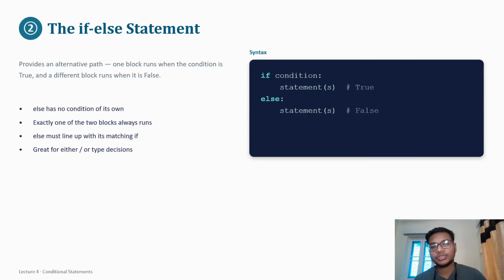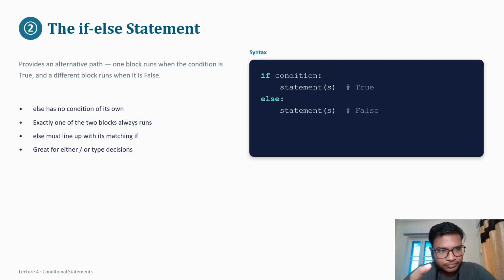After that, the most important thing is the if else statement. So if else statement means what? It provides an alternative path. One block runs when the condition is true, and a different block runs when it's false. Else has no condition of its own. Exactly one of the two blocks always runs, and else must line up with its matching if.